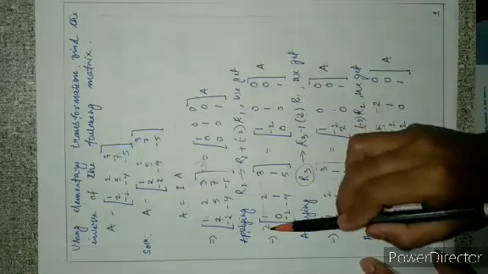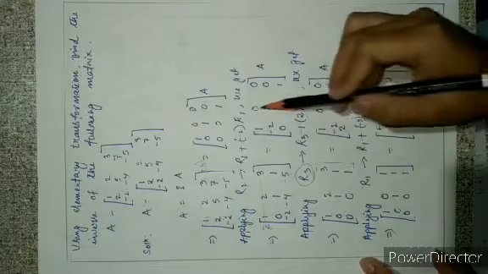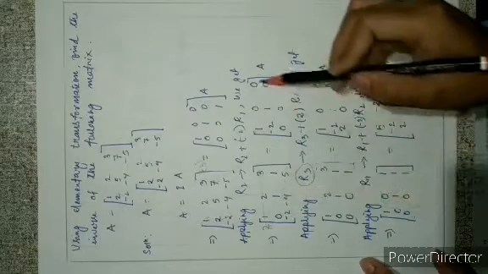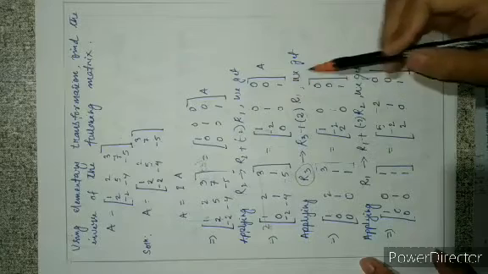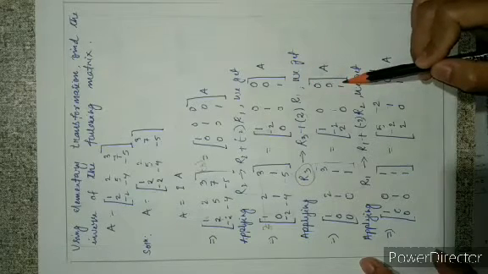1 into plus 2, 2. 2 plus 0 is plus 2. 0 into 2 is 0, and 0 into 2 is equal to 0, and 0 plus 1, it will be equal to plus 1.